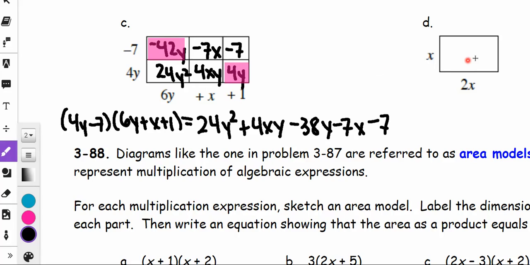This one over here is going to be a 2x squared, and that's going to be an x times a 2x is equal to a 2x squared.